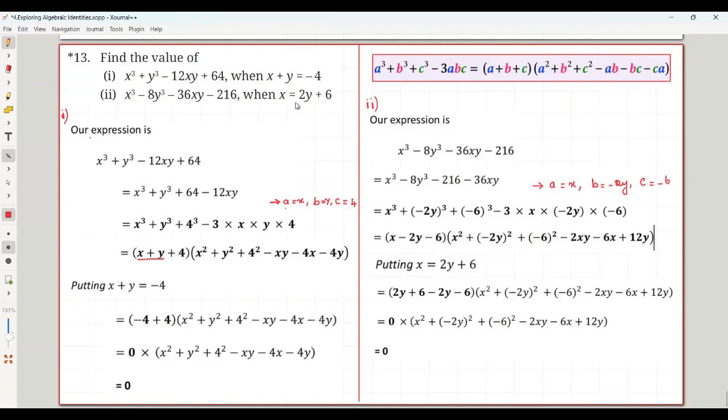Next, they ask us to take x is equal to 2y plus 6. In the place of x, I have to substitute 2y plus 6. Here x value, and here minus 2y minus 6. Here plus 2y, minus 2y, plus 6, minus 6, cancel. So balance 0. 0 into anything is again 0. For both the cases, the answer is coming as 0.